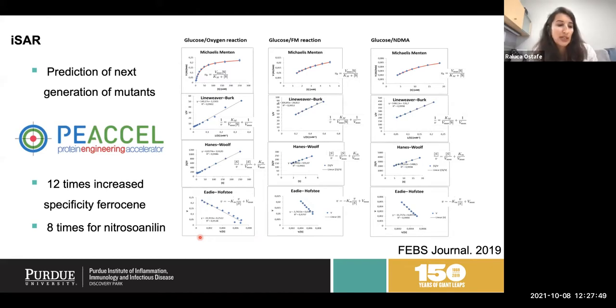learning approaches. We inputted the data that we got from our screens, and they predicted new mutations, a new combination of mutations that can further increase the activity for the desired mediators. And we found a mutant that has 12 times increased specificity for ferrocene, for example, and another one that has 8 times increase for nitrosoaniline.